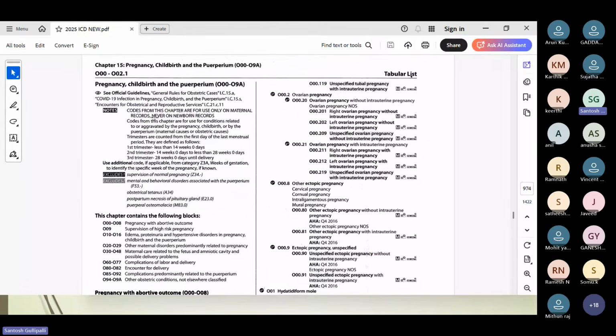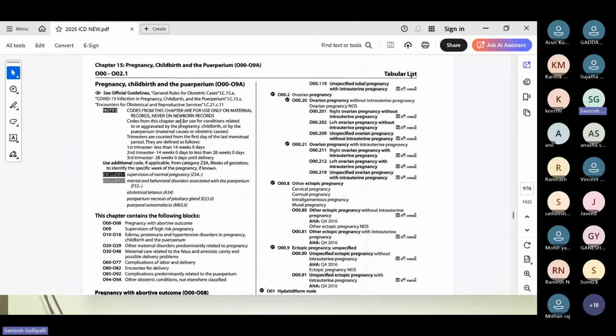What is that instruction? Codes from this chapter. From this chapter means chapter 15. Chapter 15 in ICD-10-CM is pregnancy, childbirth, and the puerperium, and the code range is O00 to O9A series. In that series they give a general note instruction: codes from this chapter, meaning these O series codes, are only used on the maternal record, never on the newborn record.